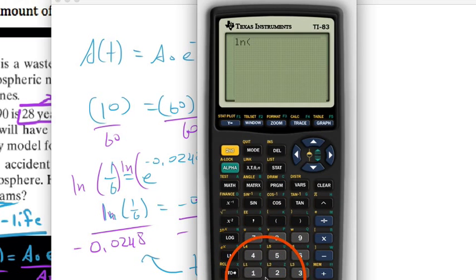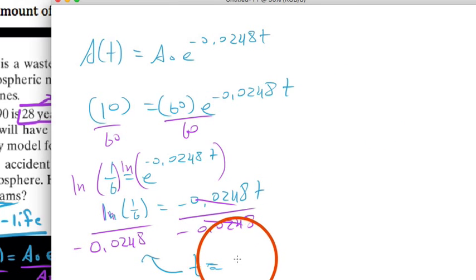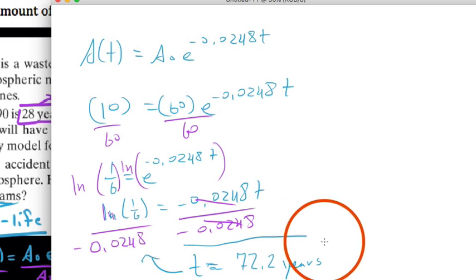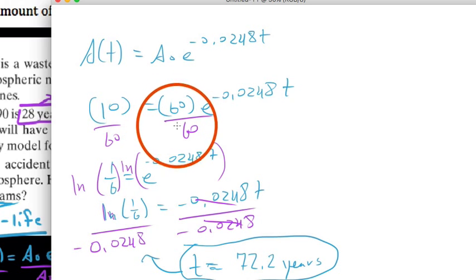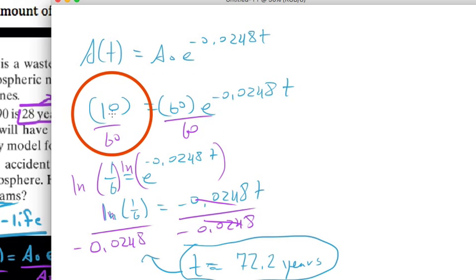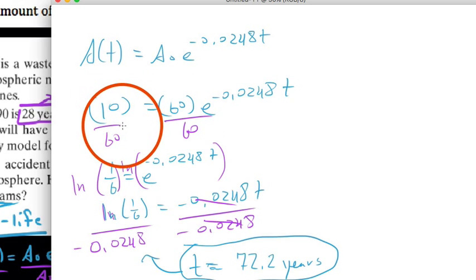So we say the ln of 1 divided by 6, divided by negative 0.0248, and what we end up with is 72.24-ish. I'm just going to write 72.2. And this is time, so we're going to say years. And as a matter of fact, what we were discovering was the amount of time it would take for 60 grams to turn into only 10 grams of this strontium-90.